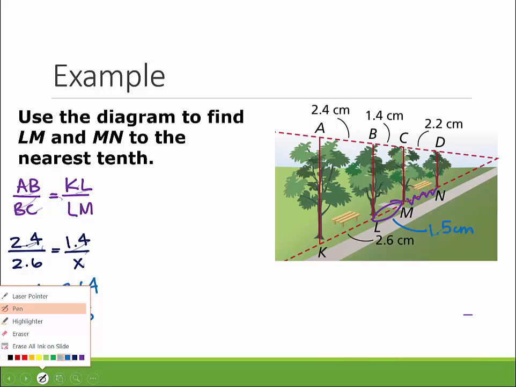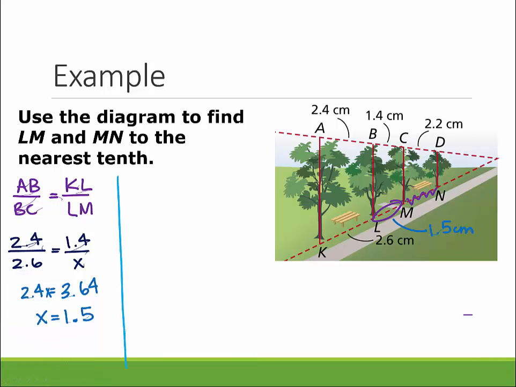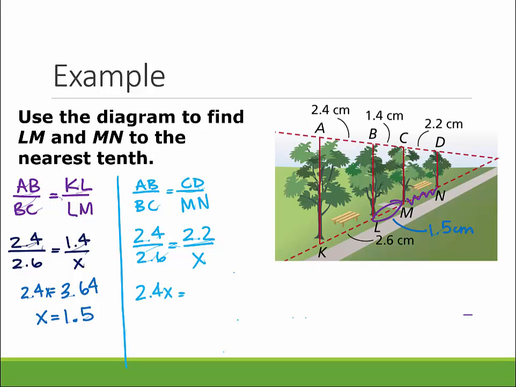Now we can do the same kind of thing to find the last one, the MN. Again, we know AB and BC, and that has to be proportional to CD over MN. So set up the same 2.4 divided by 2.6. This time it has to be proportional to 2.2 over x. Again, we get 2.4x on this side, and 2.2 times 2.6 gives you 5.72. We divide both sides by 2.4. We have to round again, so we get 2.4.